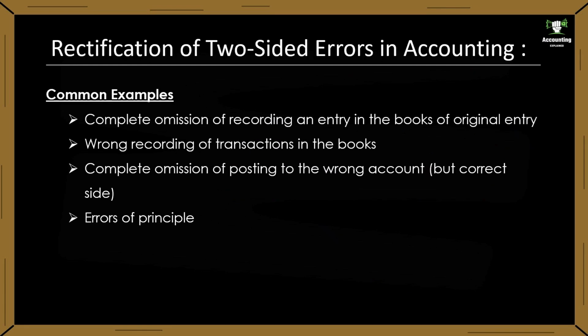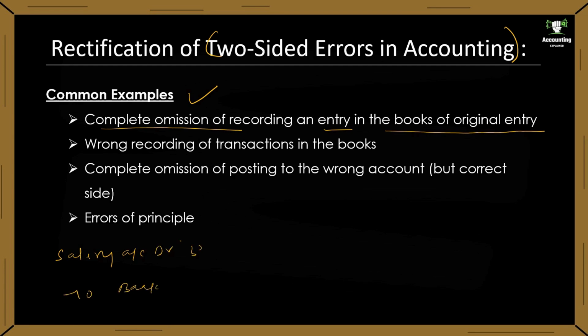Students, now let us see some common examples for two-sided errors in accounting, or errors that do not affect the trial balance. In this video, we are going to see only errors that do not affect the trial balance. Complete omission of recording an entry in the books of original entry. Suppose you have paid salary of rupees 5,000 to your employees.